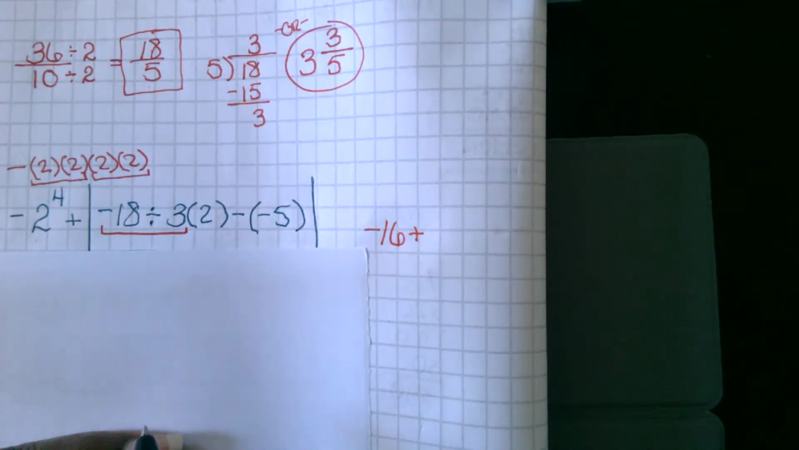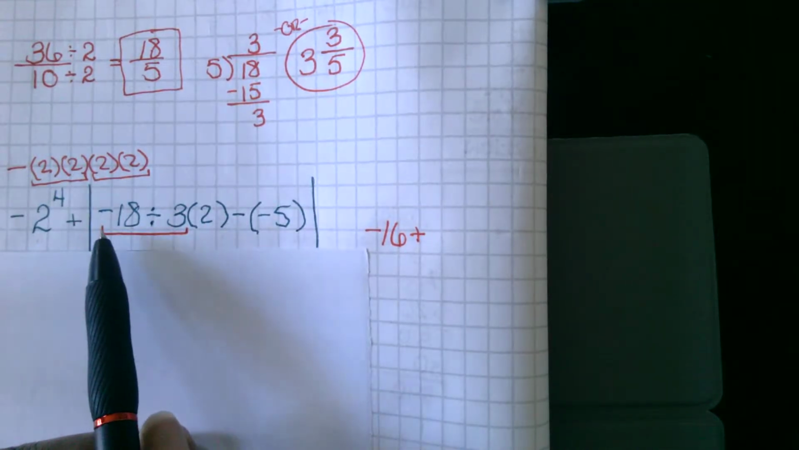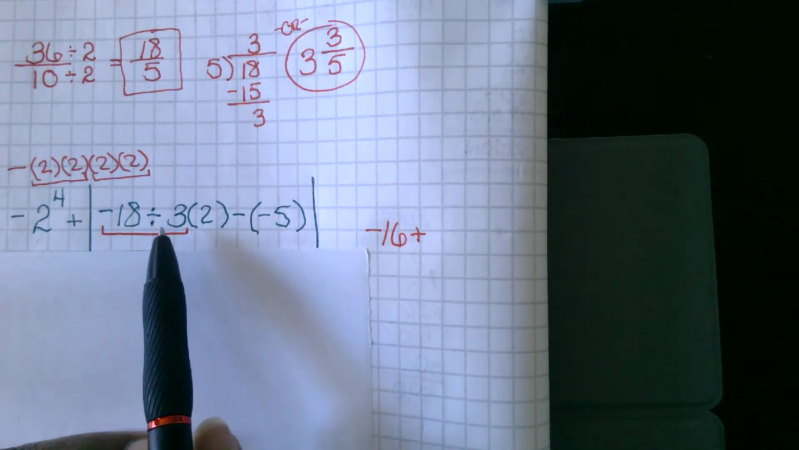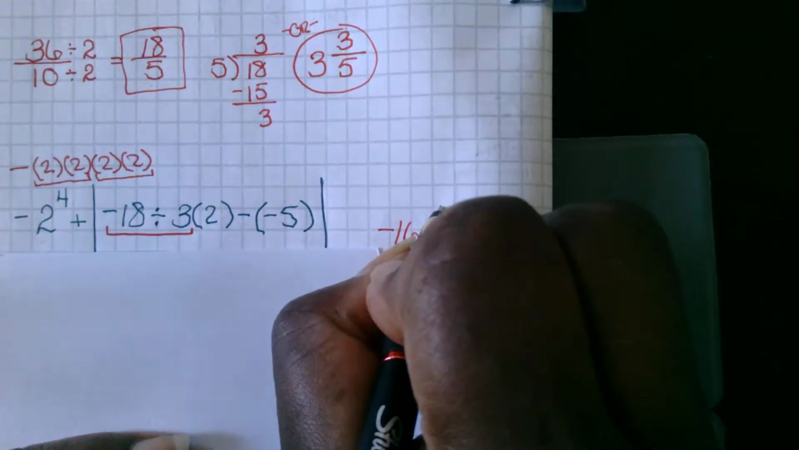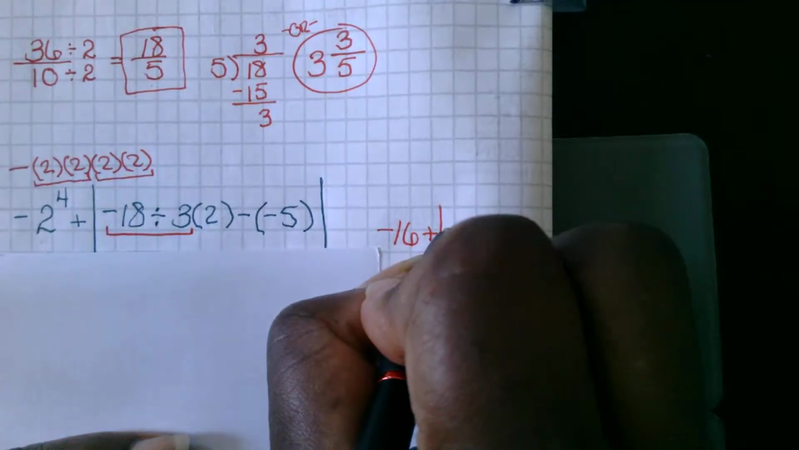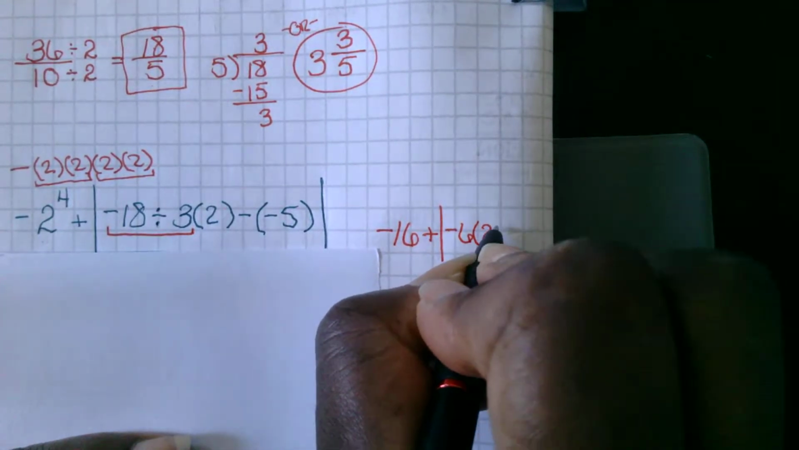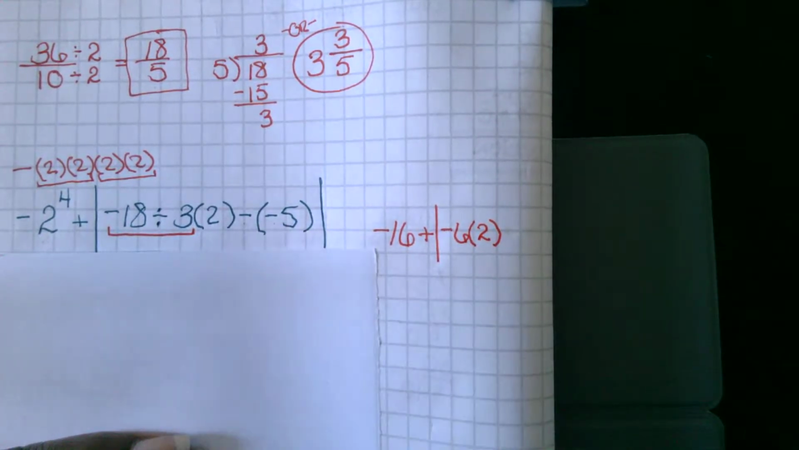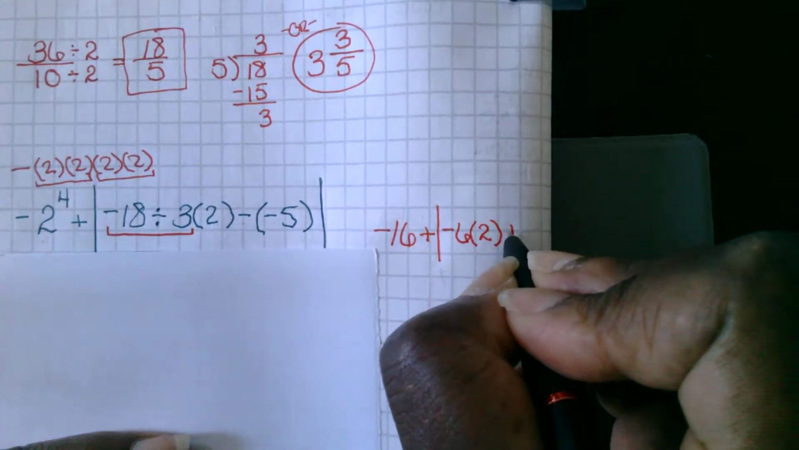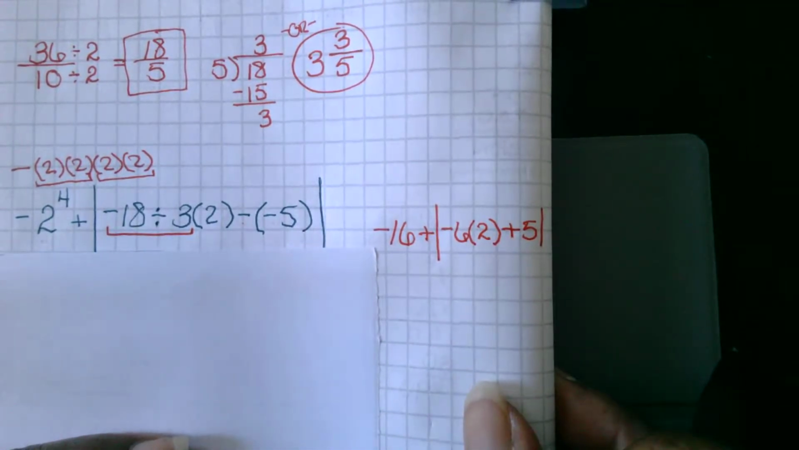Because remember, multiplication or division goes from left to right, whatever comes first when you look from left to right, that's what you combine. So -18 divided by 3, so we put my absolute value down. That gives us a -6, times the 2, minus a -5. When you minus a negative, it turns positive.